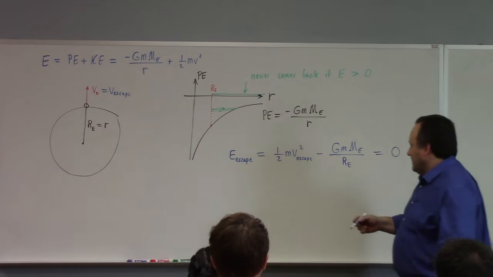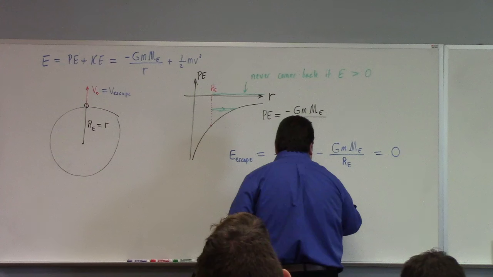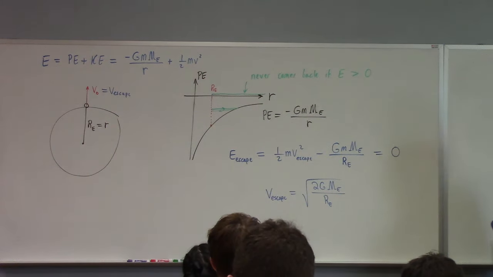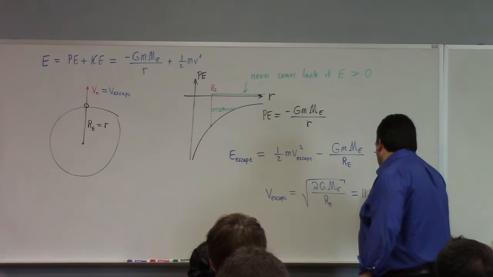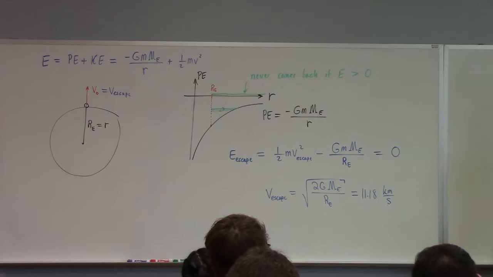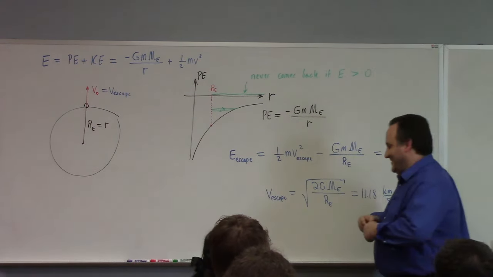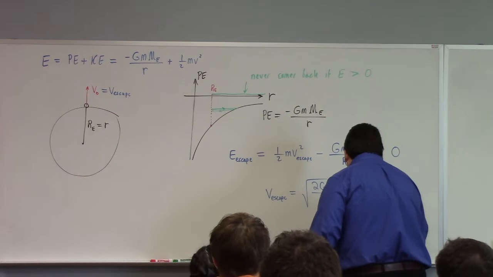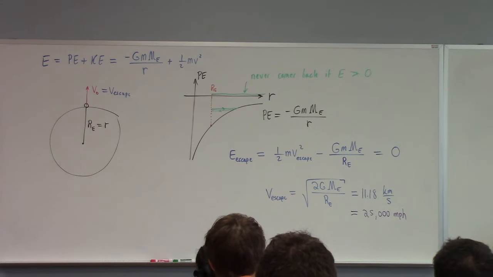What's the escape velocity? Cancel your m's. You've got v escape is equal to the square root of 2 G times the mass of the Earth divided by the radius of the Earth. That would be the escape velocity. You crunch the numbers here, it's 11.18 kilometers per second. Nerf doesn't make that yet. Let me put it in more familiar terms. This is something like 25,000 miles per hour. So not much danger of that happening.